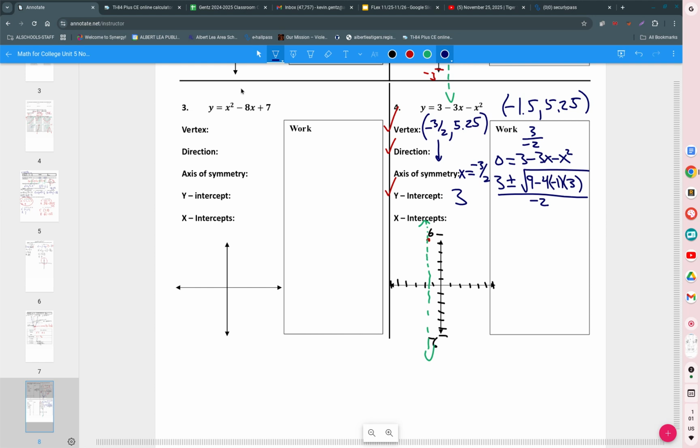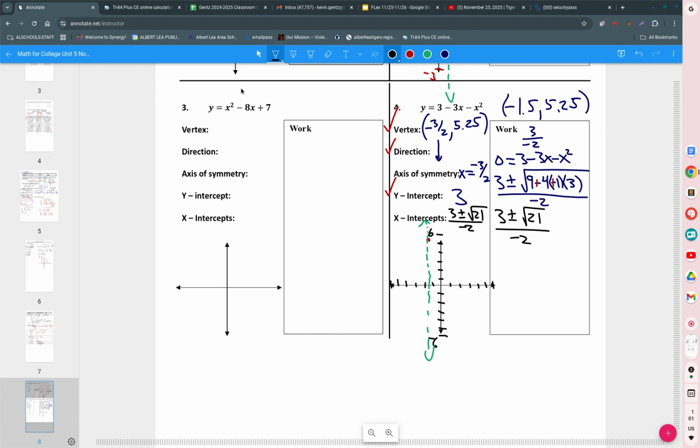Notice that a is negative 1, so I have a negative 2 in the bottom. I have two subtraction signs or negative signs underneath the square root, and so it will add. I have 3 plus or minus the square root of 9 plus 12 is 21. That is my simplest radical form, 3 plus or minus the root of 21 over negative 2.